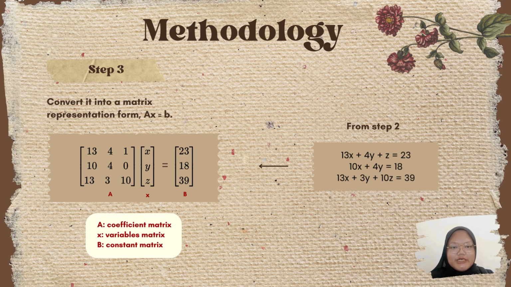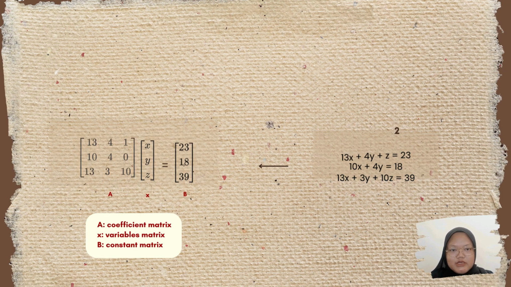Next, step 3. Convert the linear equations into a matrix representation form, which is AX equals B. A represents the coefficient matrix, which is 13, 4, 1, 10, 4, 0, 13, 3, and 10. Then X represents the variable matrix X, Y, and Z. B represents the constant matrix that we get from the case study, which is 23, 18, and 39.